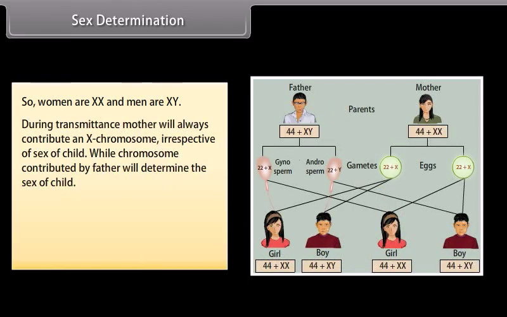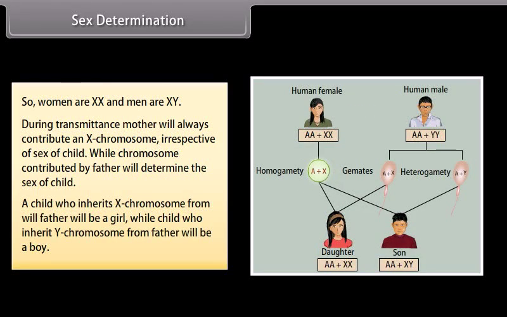During transmittance, the mother will always contribute an X chromosome irrespective of the sex of the child, while the chromosome contributed by the father will determine the sex of the child. A child who inherits an X chromosome from the father will be a girl, while a child who inherits a Y chromosome from the father will be a boy.